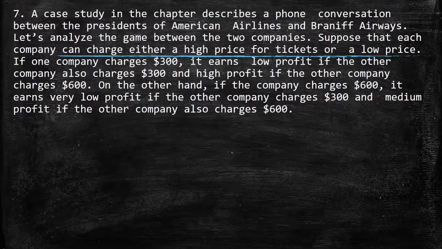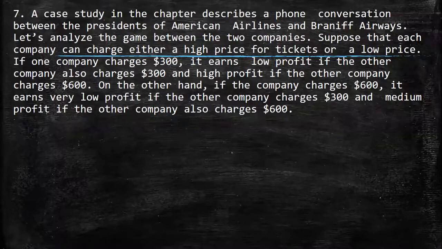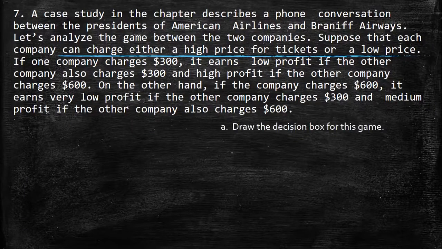Then, a case study in the chapter describes a phone conversation between the presidents of American Airlines and British Airways. Let's analyze the game between the two companies. Suppose that each company can charge either a high price for tickets or a low price. If one company charges 300, it earns low profit if the other company also charges 300, and high profit if the other company charges 600.